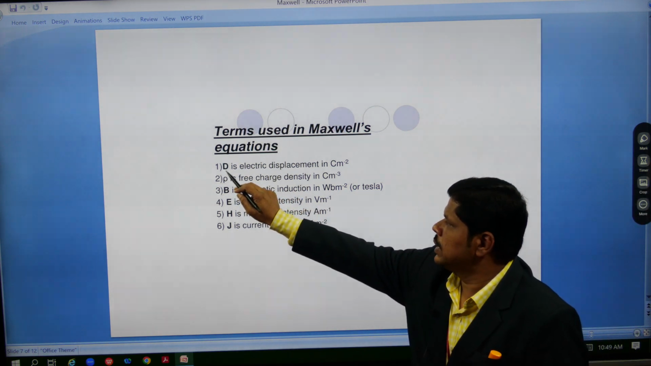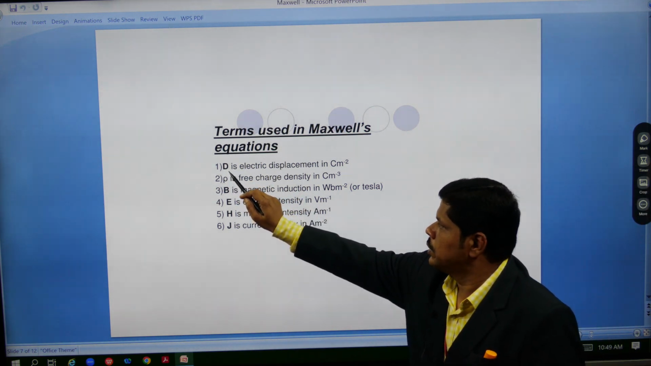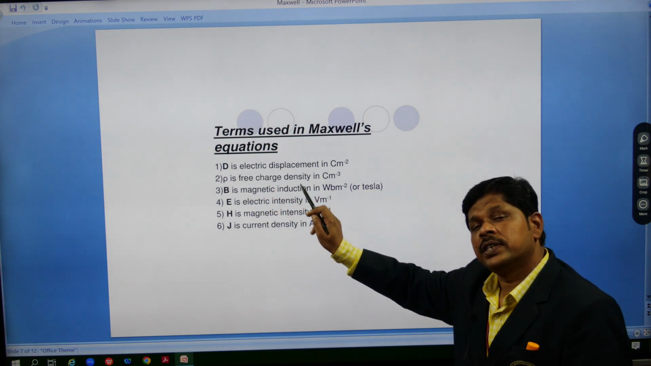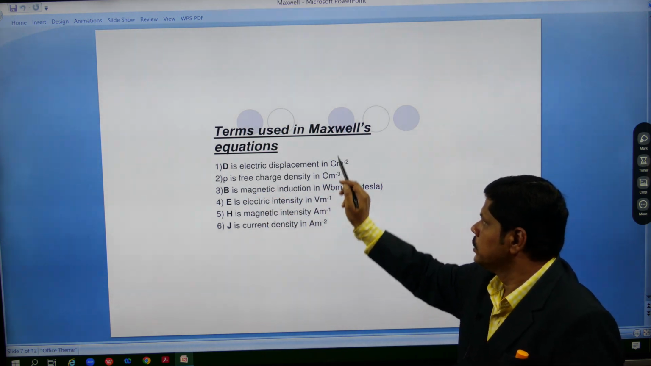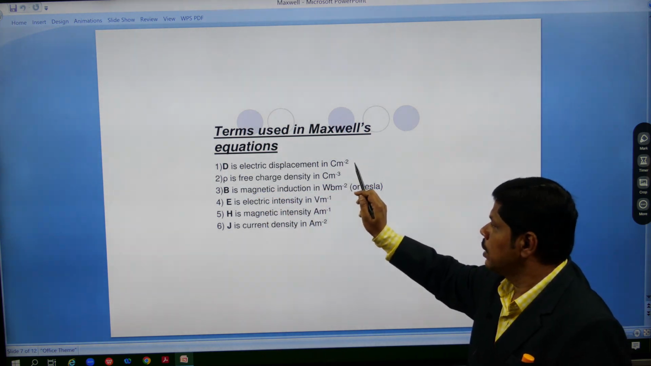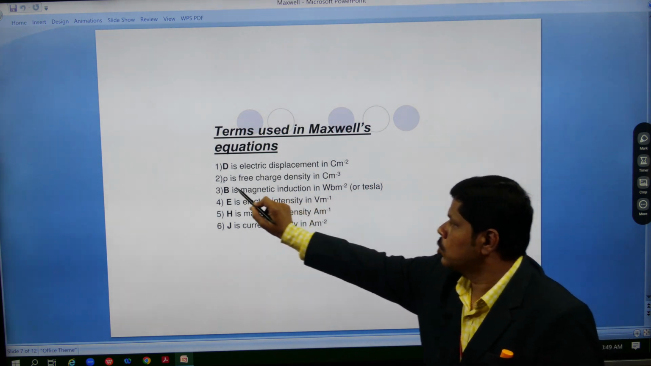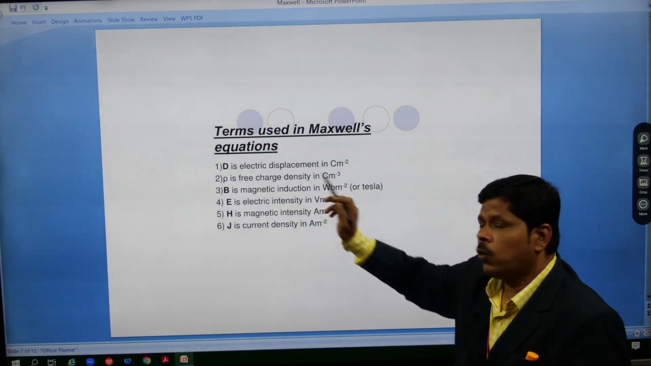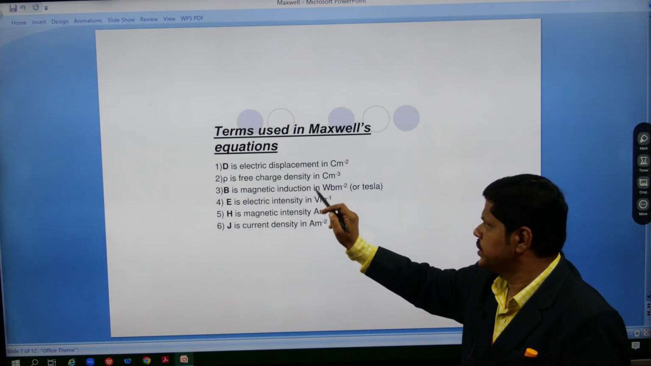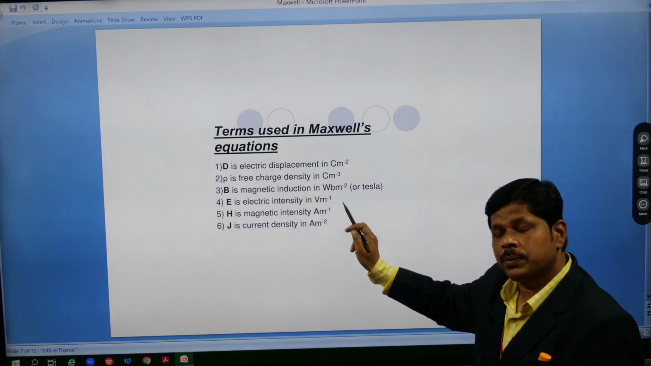Before that, let us see what these parameters are. D is the electric flux density or electric displacement. The units are coulomb per meter square. And rho is, as I told before, the volume charge density or free charge density. The units are coulomb per meter cube.